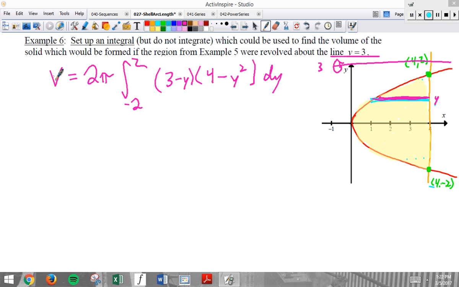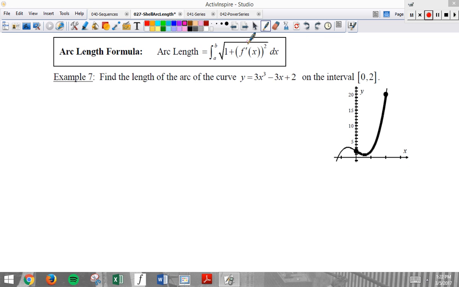So that's a setup. That's all it asked for. Just asked for a setup. I can assure you this would compute out to be the same thing because of the symmetry. Okay? Uno mas thing to go over. Arc length formula. Again, this seems really tacked on, but it's because it's so easy.